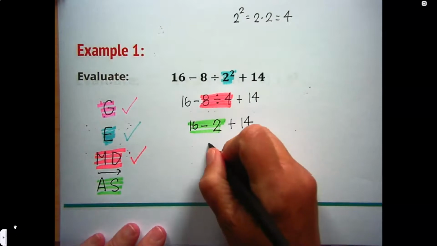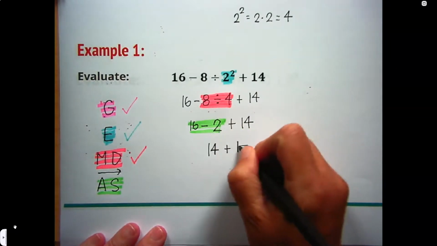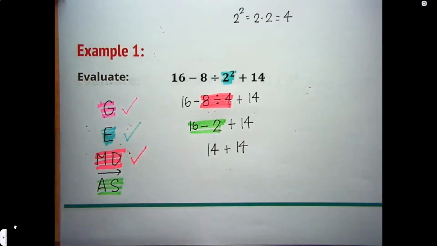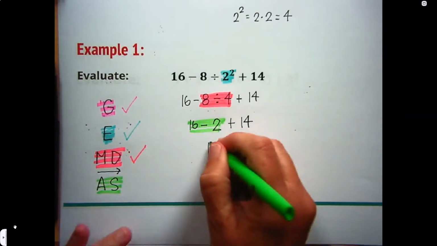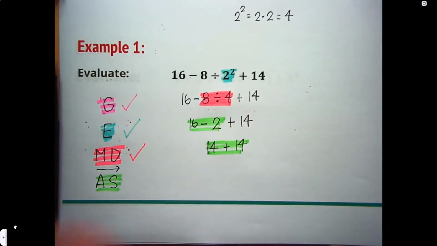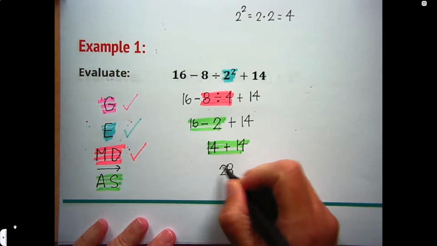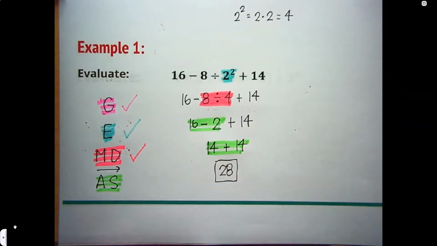16 minus 2 is 14, and then I have plus 14 that I'm going to bring down. Continuing on with my adding and subtracting, now I can do my addition. 14 plus 14 is 28. So 28 is my answer.